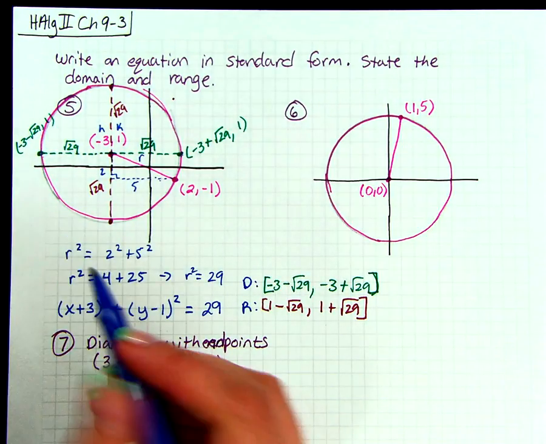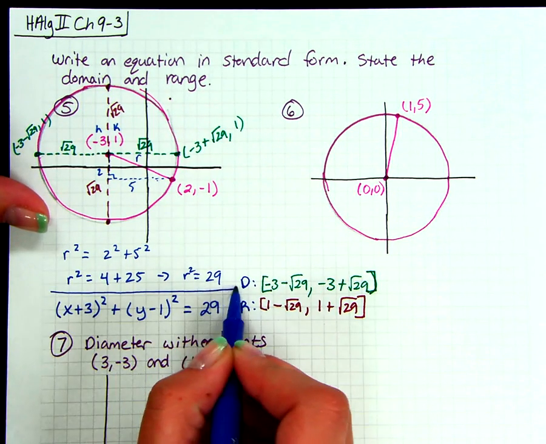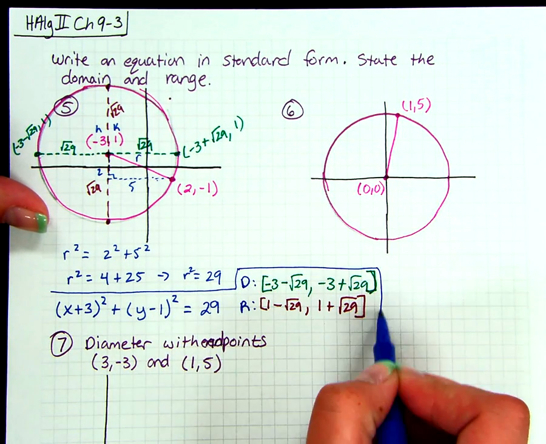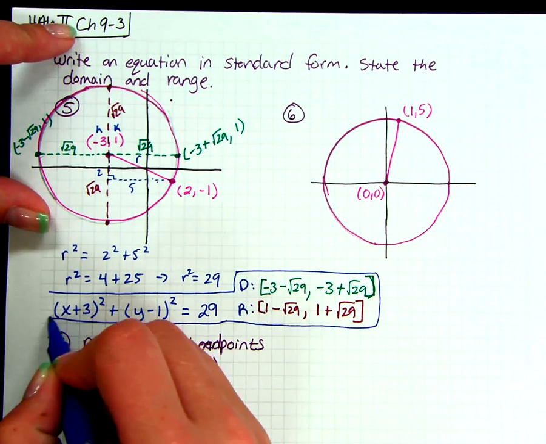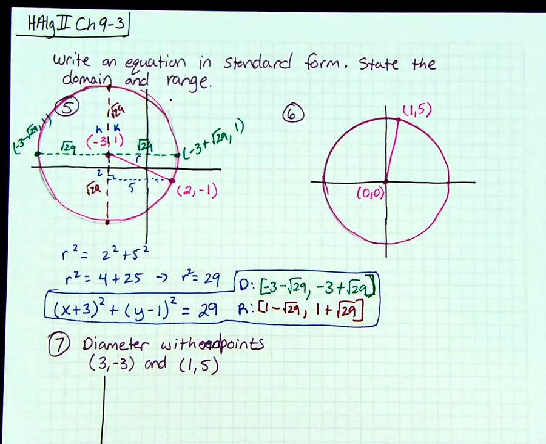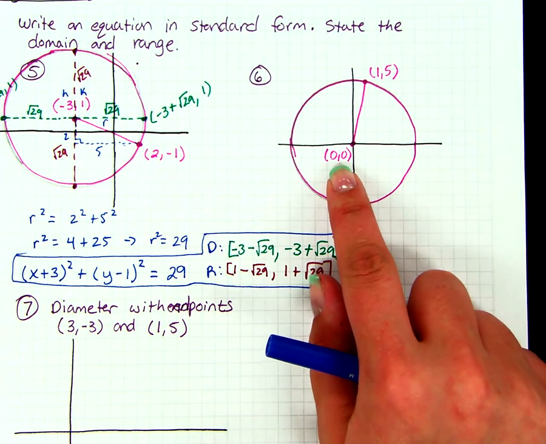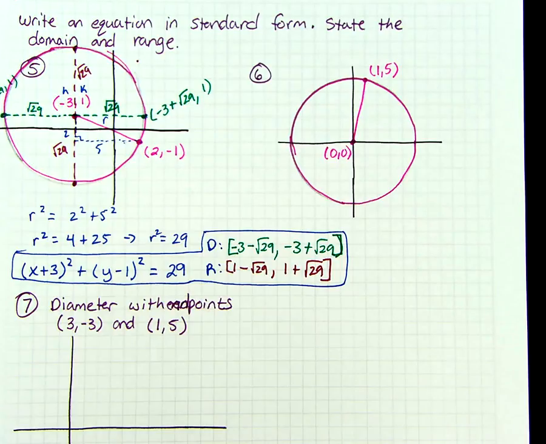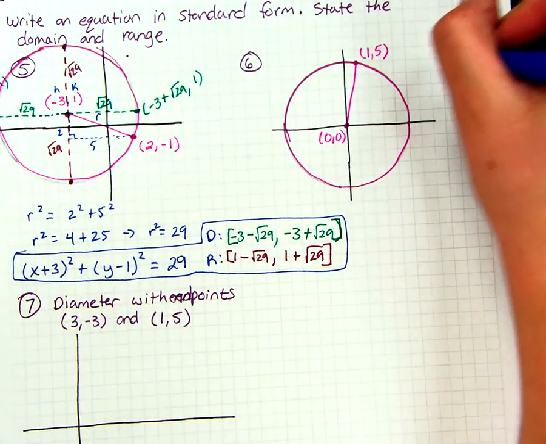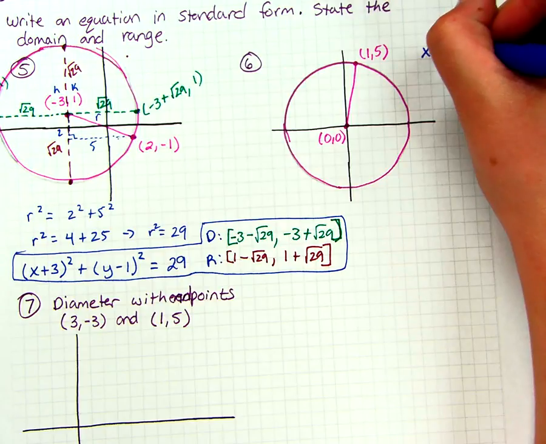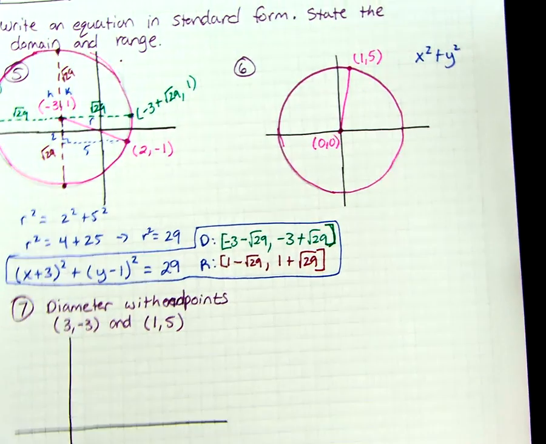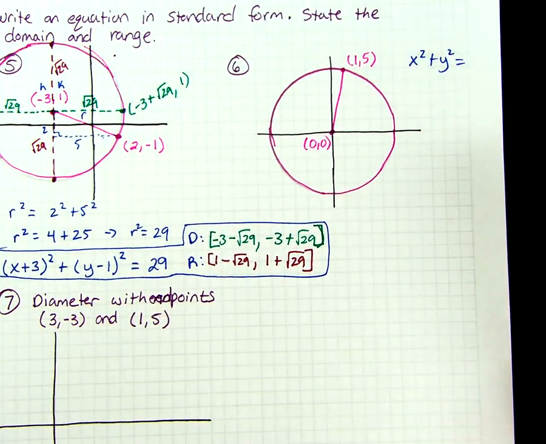So again, the equation, the domain and range, is all part of our answer for this problem. And we're going to do the same thing on the next example. Okay, so h and k, that's just 0, 0. So for this problem, we know that the equation is going to be x squared plus y squared equals, and then we have to find the radius squared.